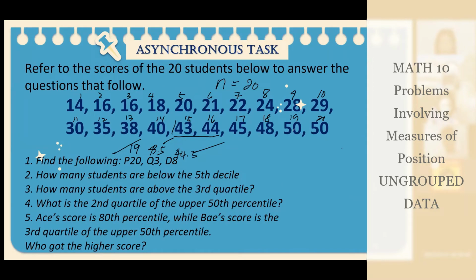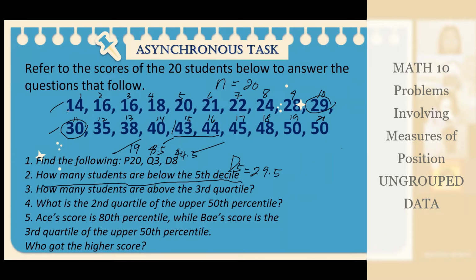It's already arranged. So, 10 and 11, right? The middle is 29 and 30. Between 29 and 30 is 29.5. So, 29.5 is decile 5, or the median. Now, the question here is, how many students are below the 5th decile? How many students are below 29.5?